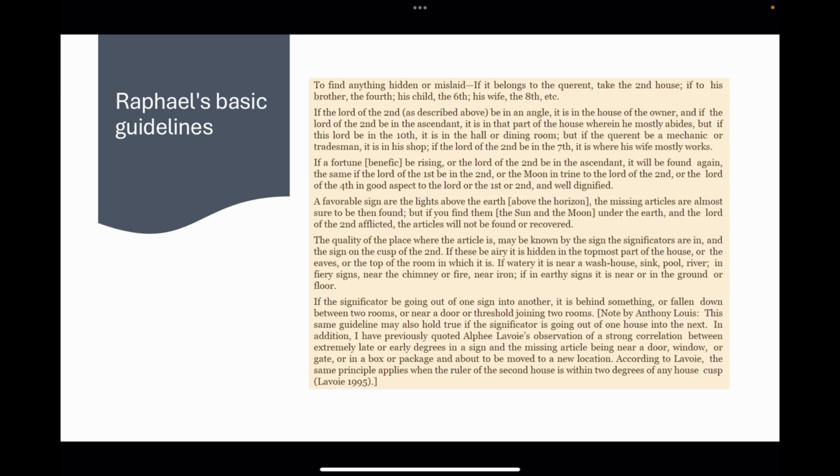If a fortunate planet is rising, such as Venus or Jupiter, or the Lord of the 2nd is in the ascendant, the item will be found again. The same is true if the Lord of the 1st is in the 2nd, or the moon is in trine with the Lord of the 2nd, or the Lord of the 4th is in good aspect to the Lord of the 1st and the 2nd and well dignified.